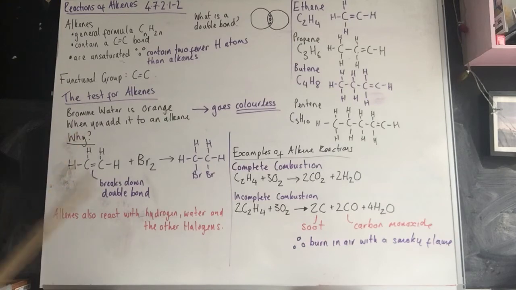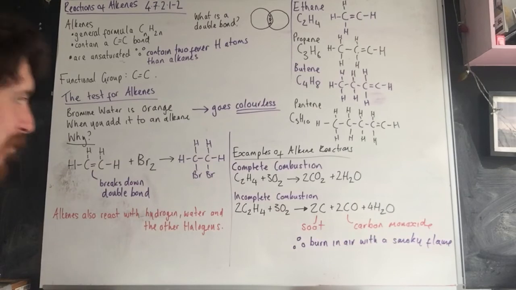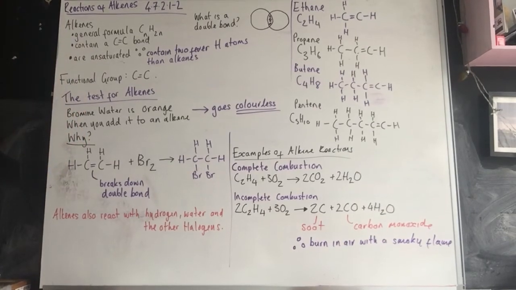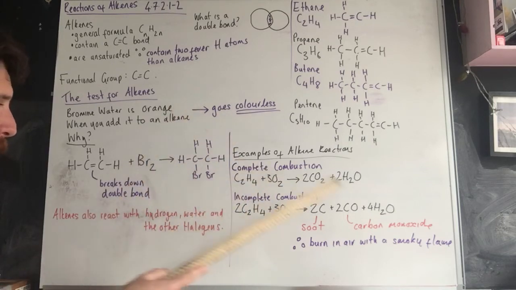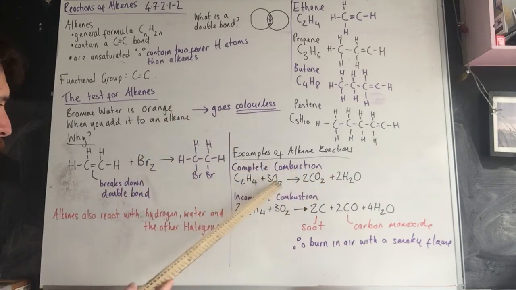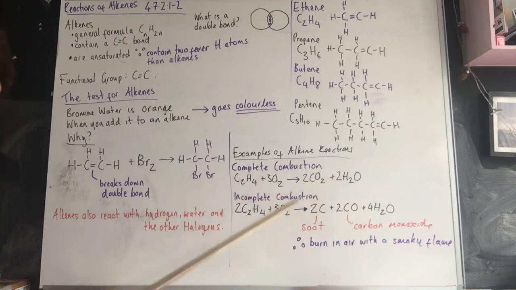Alkenes also react with hydrogen, water, and the other halogens. Halogens is your group 7, so that is your iodine, chlorine, fluorine, astatine, and bromine. You might be asked to talk about the reactions that are related to alkenes. They either behave like the alkanes and they combust completely. So if you burn it with oxygen, then you end up with carbon dioxide and water, like an ordinary fuel.